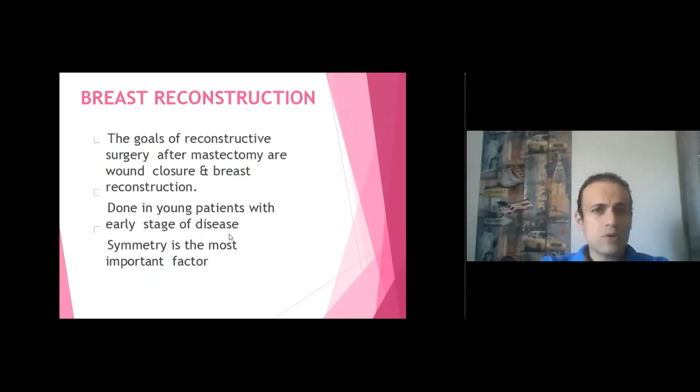The goals of reconstructive surgery after a mastectomy is symmetry, done in young patients with early stage of disease. Not only treatment, but also we should consider the cosmetic result.